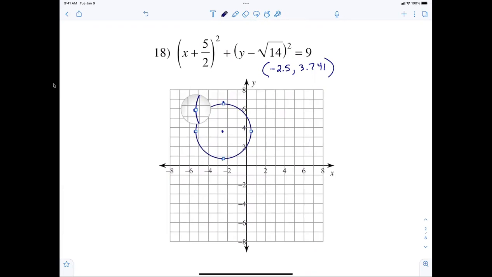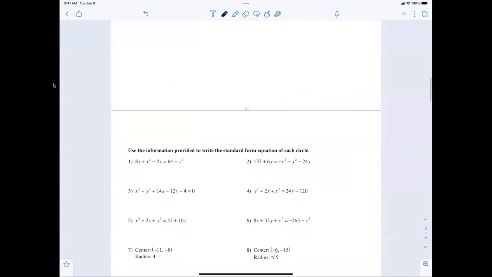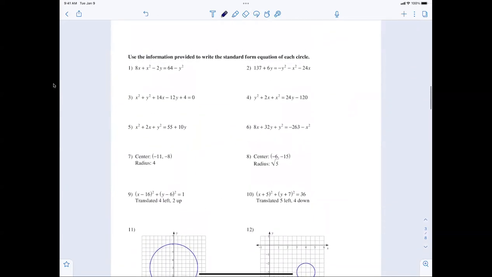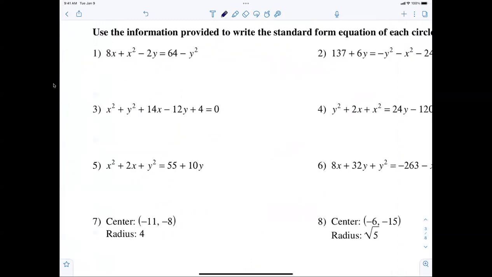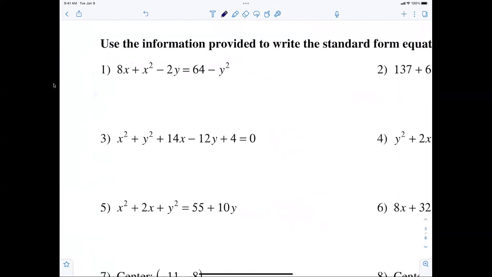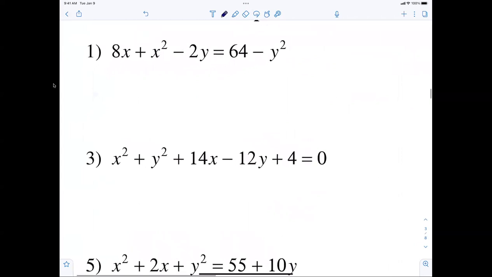All right, generally, the only thing that kids need help with is completing the square. That's kind of easy right there. That's not a big deal. But generally, these are the ones that we need the most help with. All right, so here we go. Back to number 1. Write it in standard form. So let's start with number 1. Let's see how you're doing. I'm going to put it on pause and let's see how you're doing.